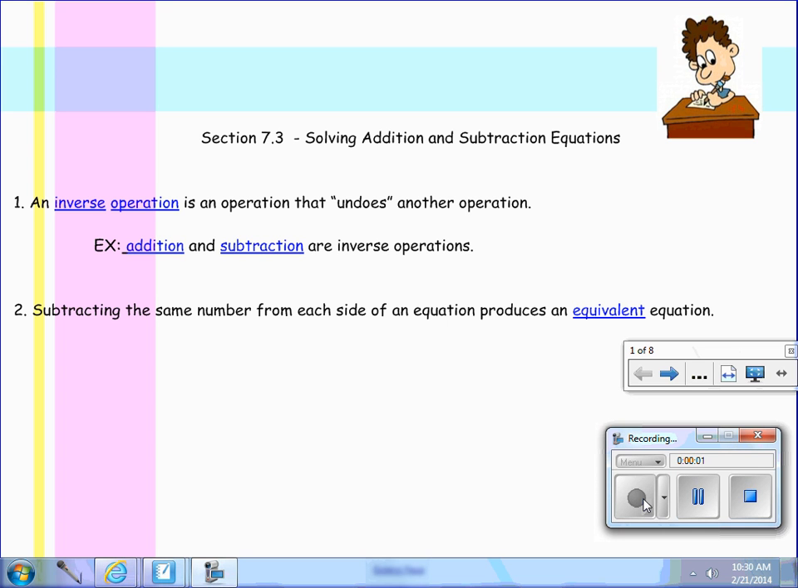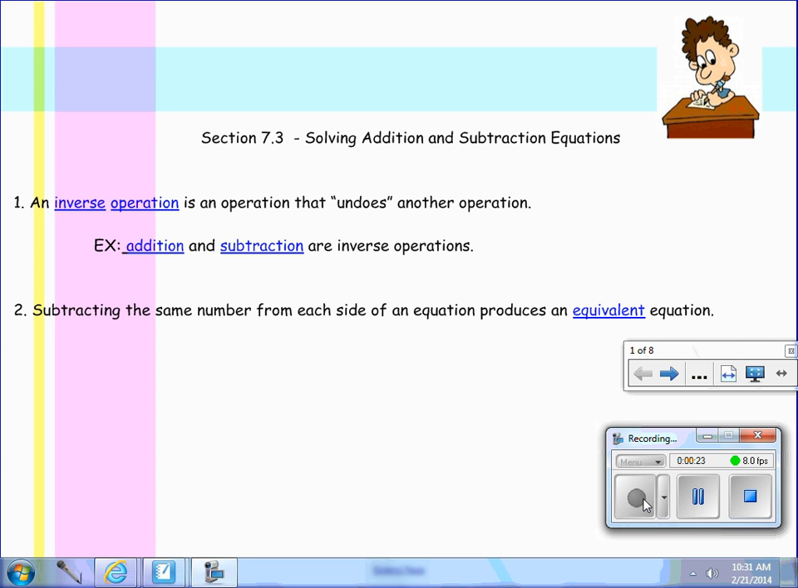Okay, in this lesson of 7.3, we're going to be solving addition and subtraction equations. A term that you're going to use quite often is inverse operation. An inverse operation is an operation that undoes another operation. Example, addition and subtraction are inverse operations.